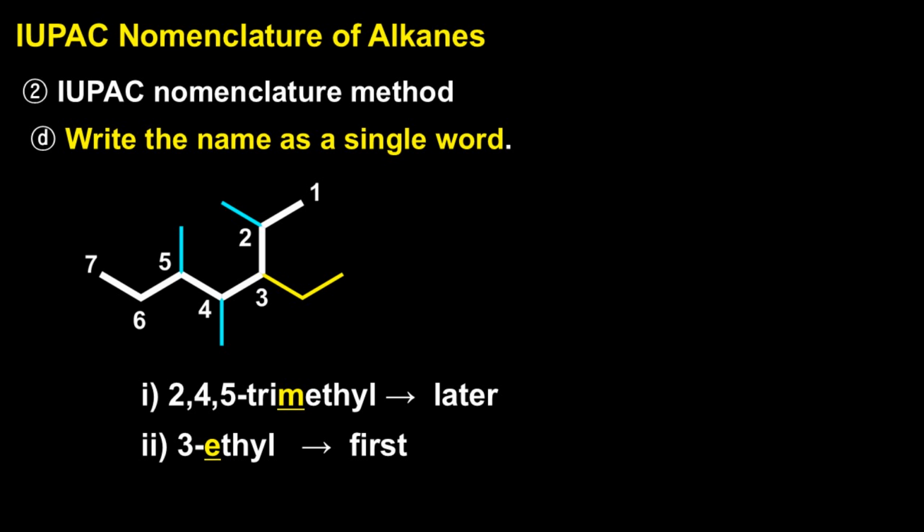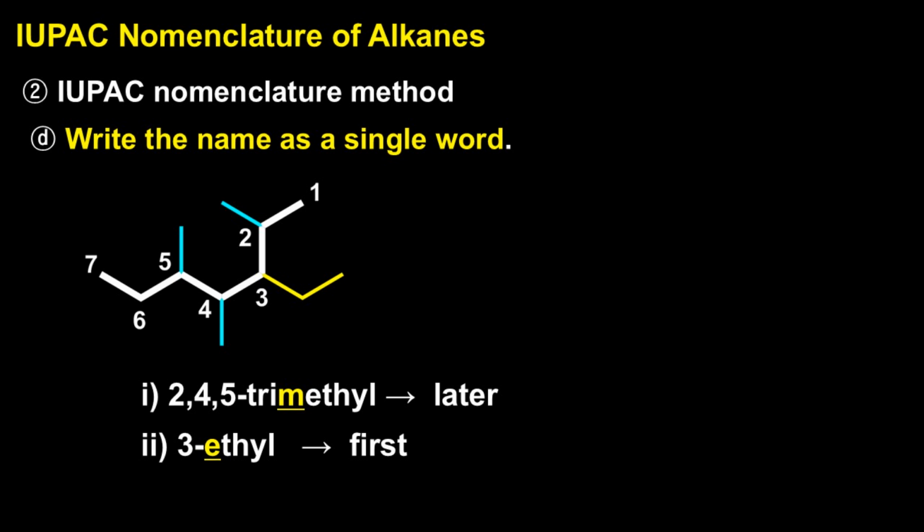Following the steps we've learned, we start by identifying the substituents. In this molecule, there are 2 types, an ethyl group at carbon 3 and 3 methyl groups at carbons 2, 4, and 5. Next, we arrange them in the right order based on their first letters. We've got E for ethyl and M for methyl, and since E comes before M in the alphabet, ethyl goes first, followed by methyl. Even though tri tells us there are 3 methyl groups, we ignore it for alphabetical order. We only pay attention to the M.